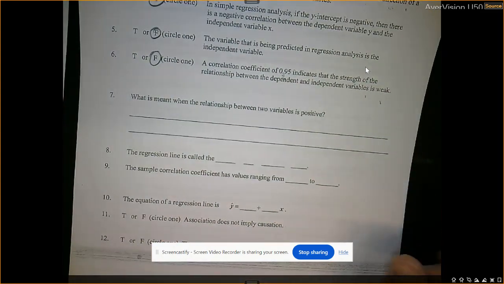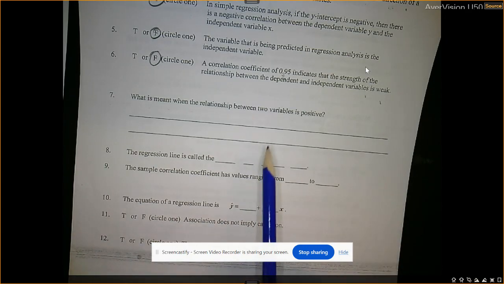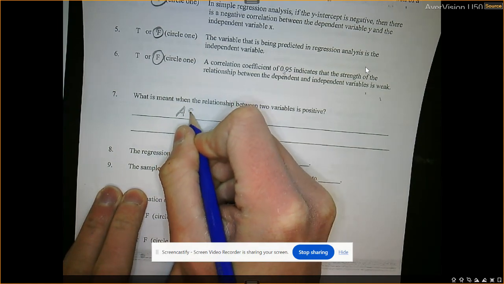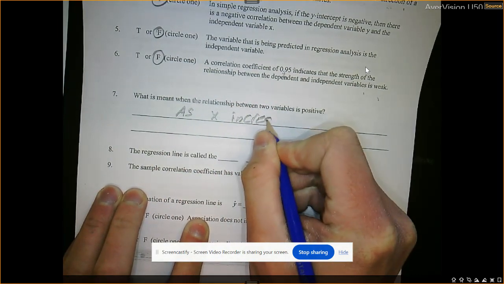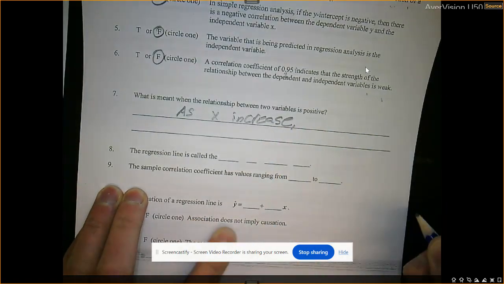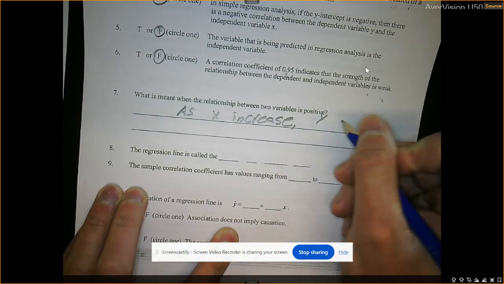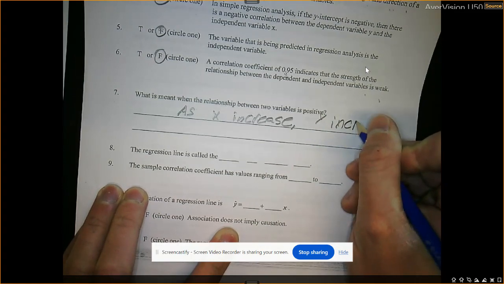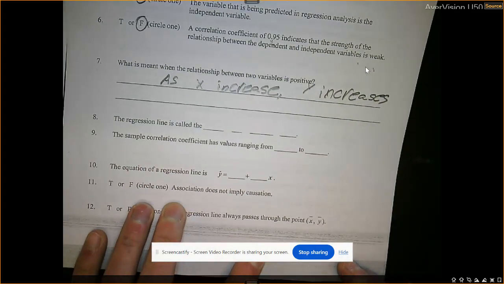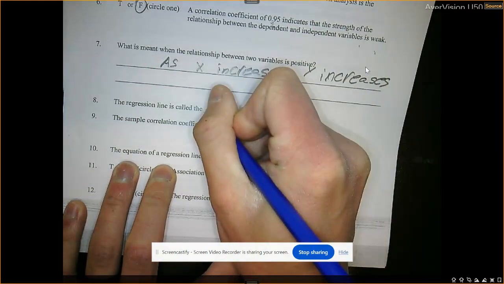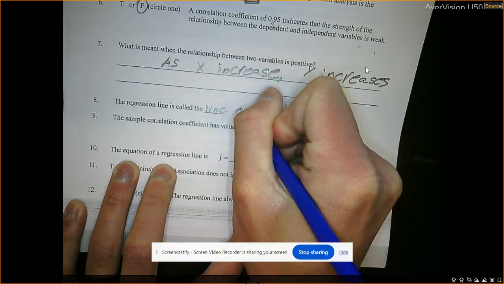Moving down, what is meant when the relationship between two variables is positive? We always start as x increases, because x will always increase. If it's a positive relationship, that means y also increases. So y increases also. The regression line is also known as your line of best fit.